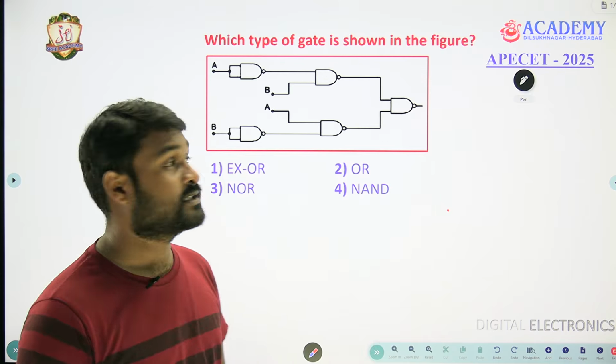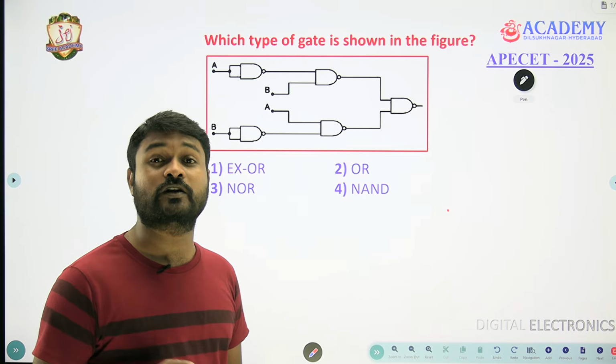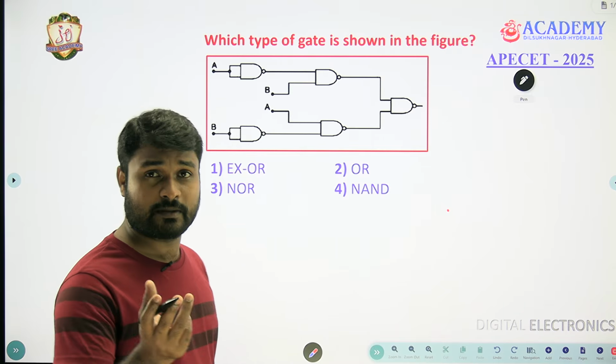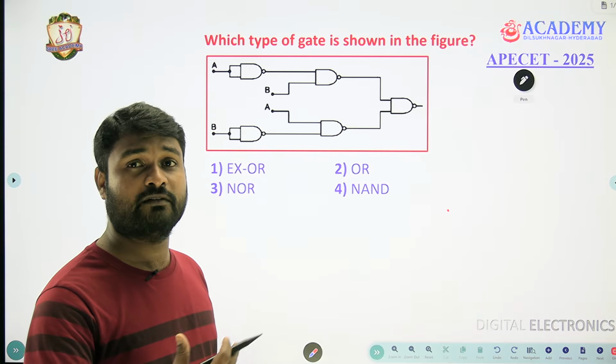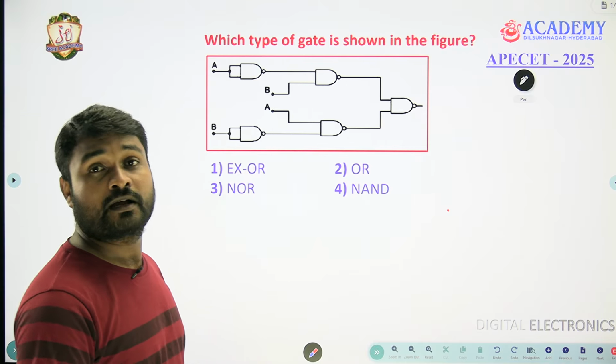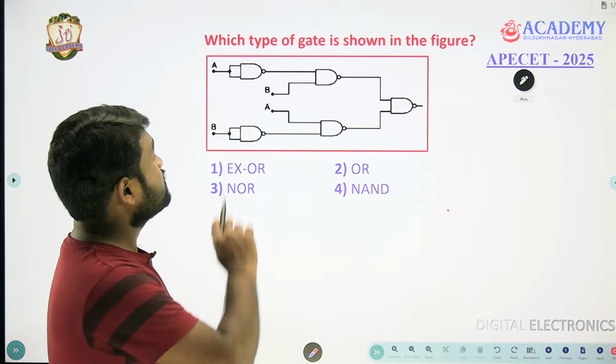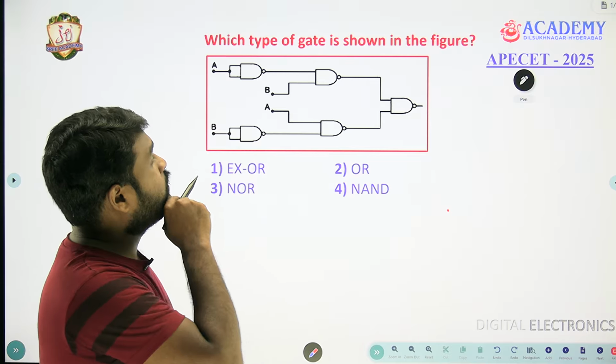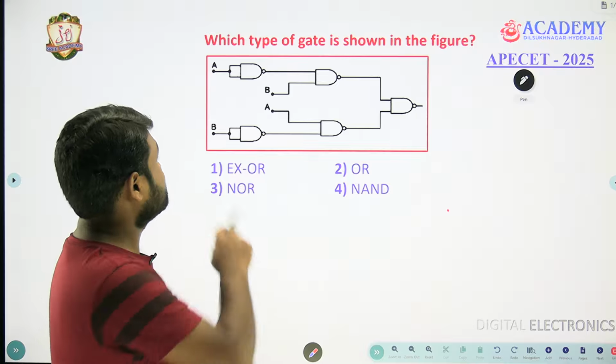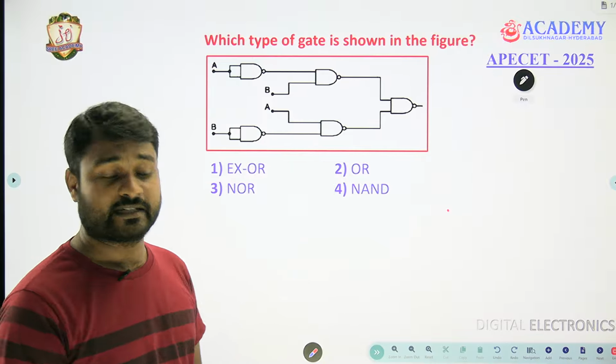So we will see the first question. This is the starting question of the digital electronics paper. I mean, it's not a separate paper. Within the paper, wherever you got the digital question, this is the first question, as I observed. Okay. So he is asking which type of gate is shown in the figure. This is a construction he has given. He is asking what gate it is.